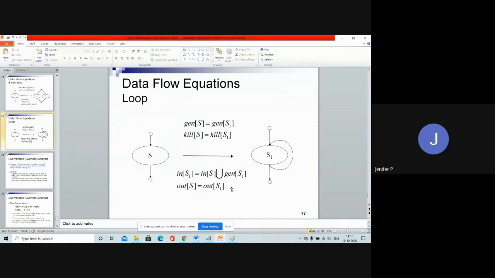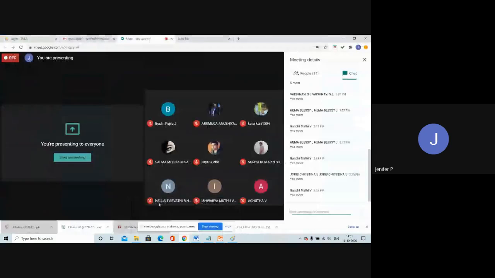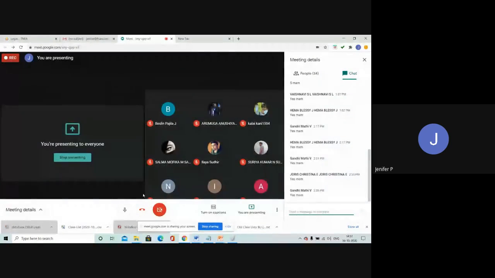So this is about the data flow equations of various structural language constructs. Any clarification in data flow analysis? Students, any clarifications in data flow analysis?